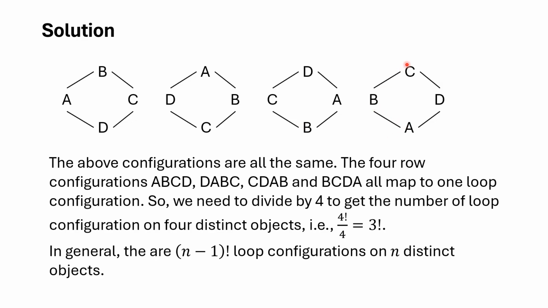You get A, B, C, D. So you have 4 what would be four different things when we were talking about just putting them in a row. They combine to just a single charm bracelet, right? It's just turning it on your wrist, and it would be the same configuration. So as I note here, the above configurations are all the same. The 4-row configurations are different, and they would all map to this same loop here.